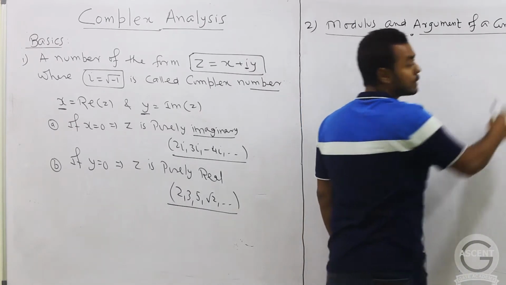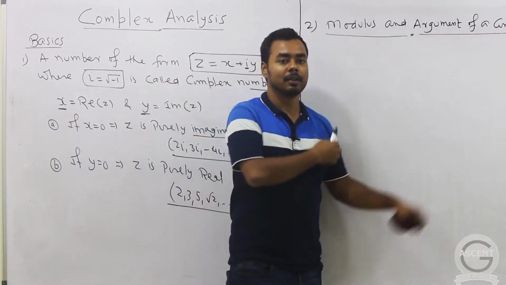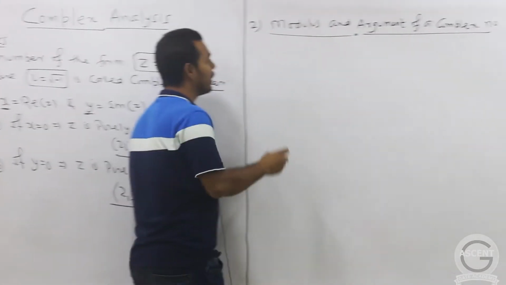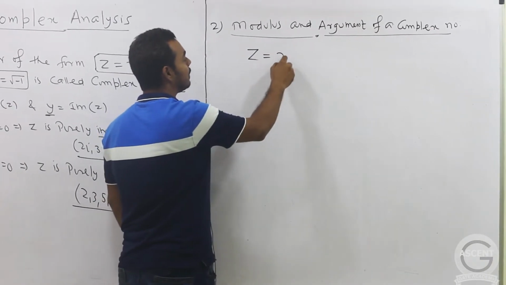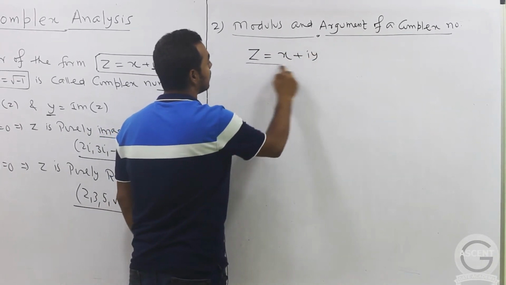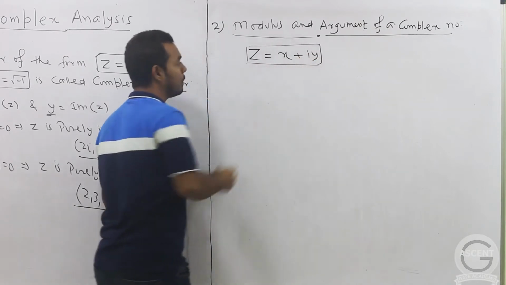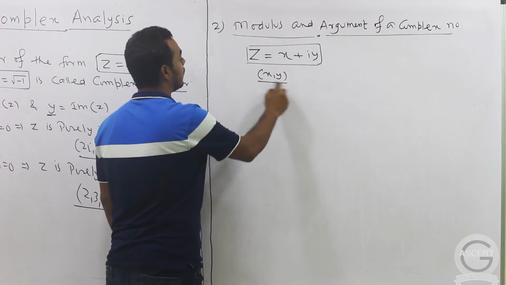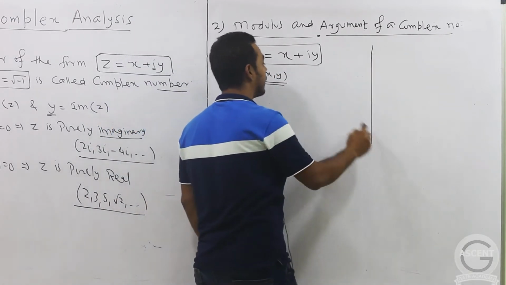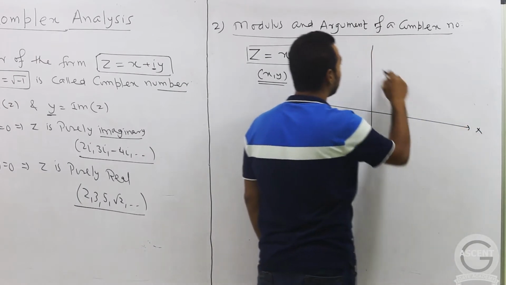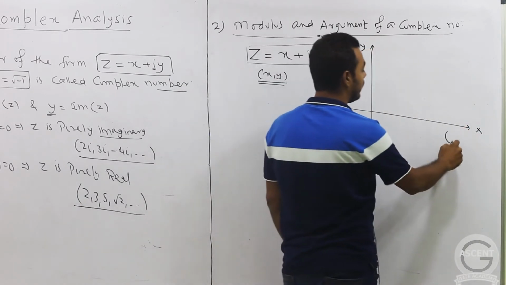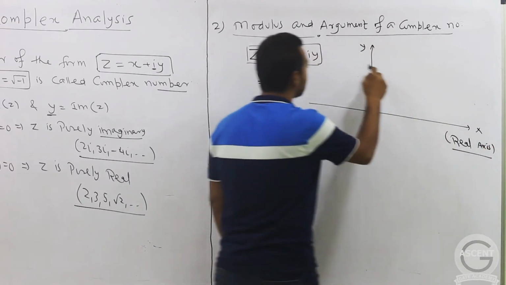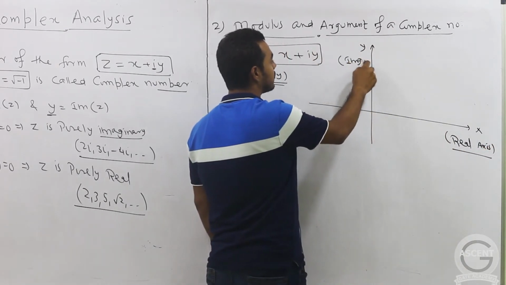So every complex number can be represented by a point in the xy plane. Suppose the complex number is z equals x plus iota y. This complex number can be represented by a point (x, y) in the complex plane. Suppose these are the coordinate axes, then in the complex plane this x axis is called the real axis and this y axis is called the imaginary axis.